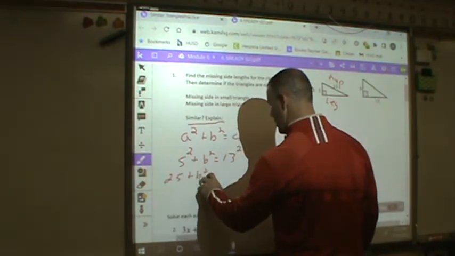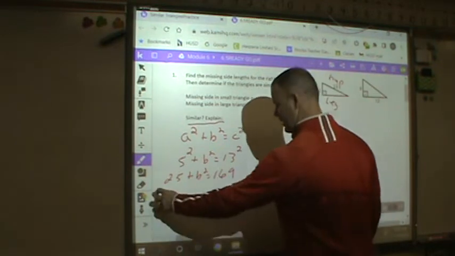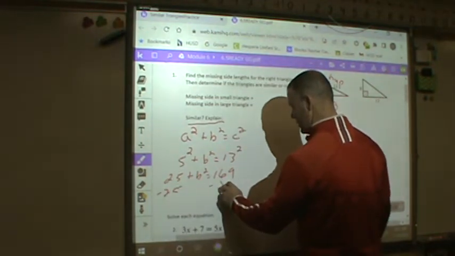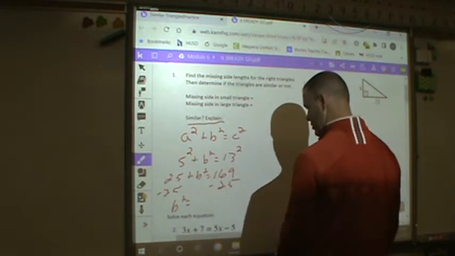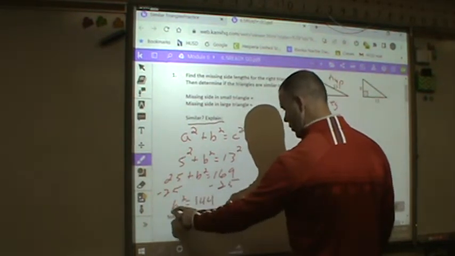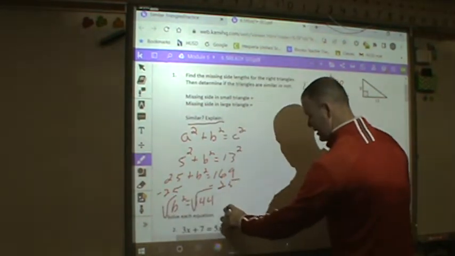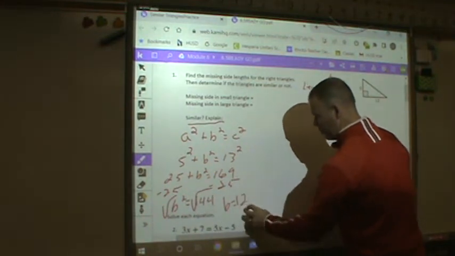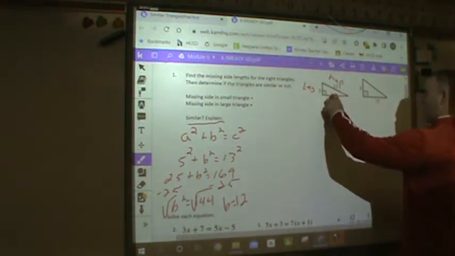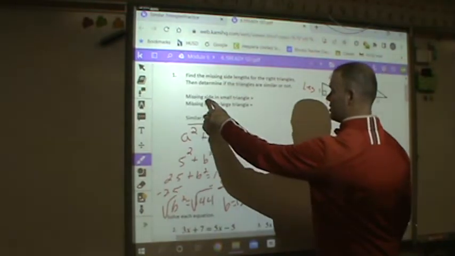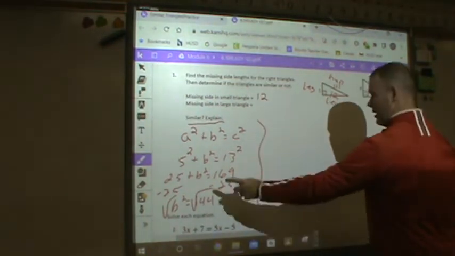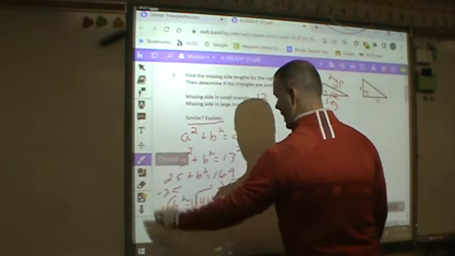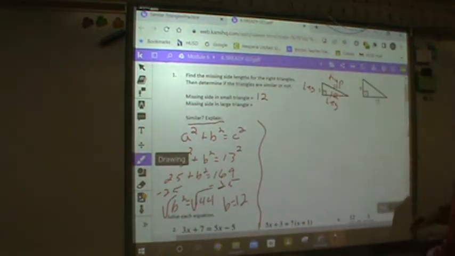25 plus b squared equals 169. I'm going to subtract 25 from both sides, show your work. b squared equals 144. Take the square root of both sides. I know that b is equal to 12. So I come back up here and label that side 12. The missing side in the small triangle is 12. So there is the small triangle. Now it wants me to find the missing side of the big triangle.